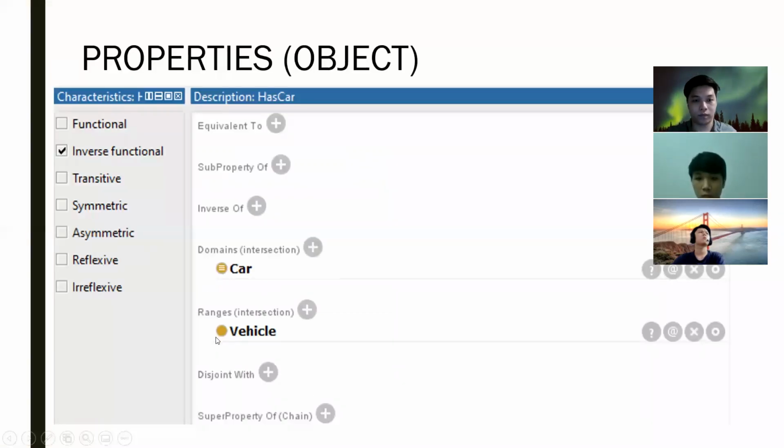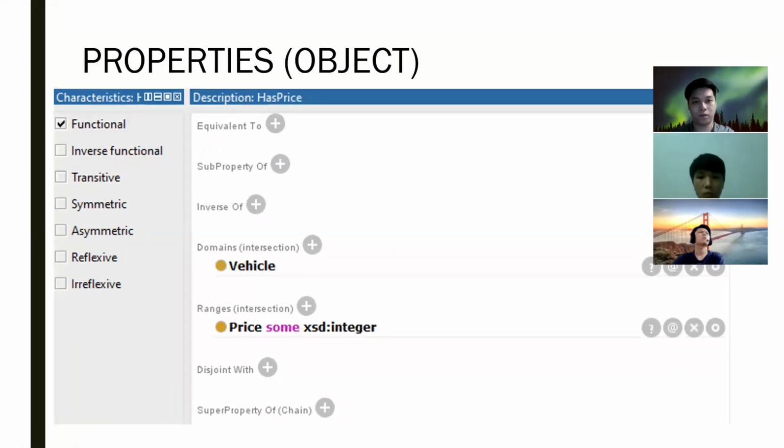I'm going to talk about object properties. The first one will be has car. It is used to differentiate the category of car, whether it is a normal car, supercar, or hypercar. The characteristic of has car is inverse functional because there can only be a maximum of one relationship along with the property of that individual.